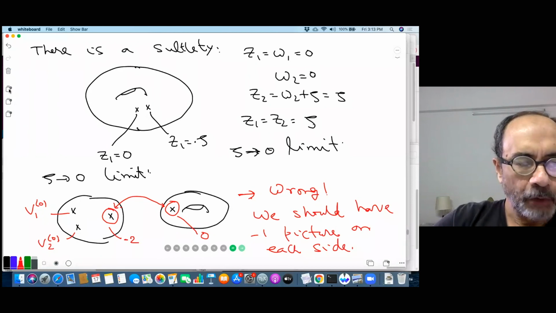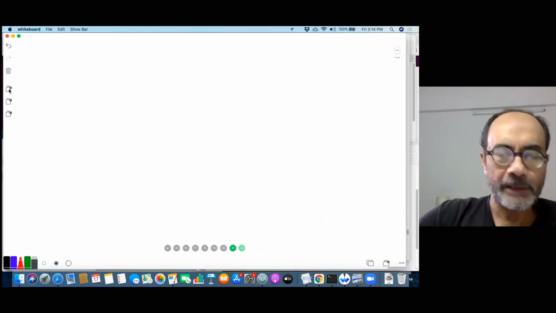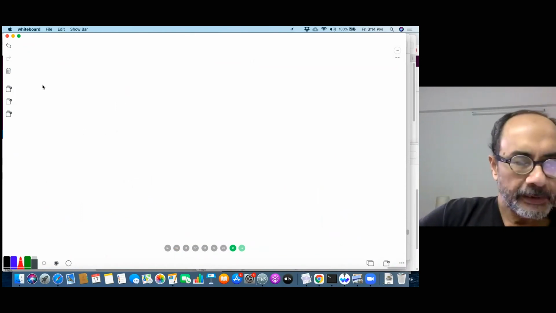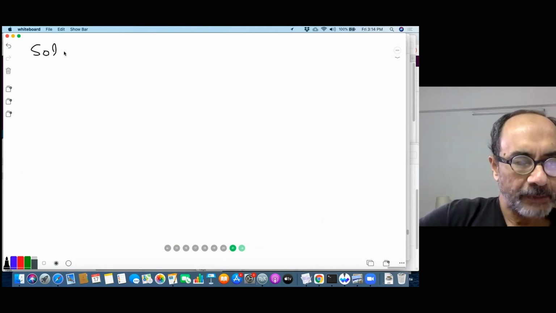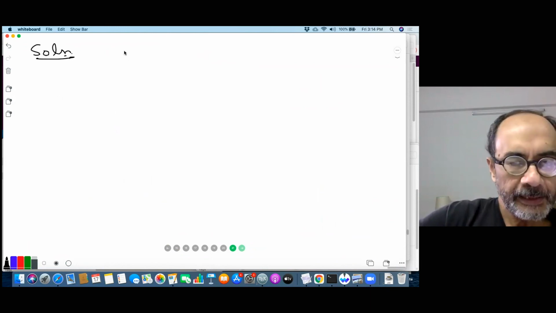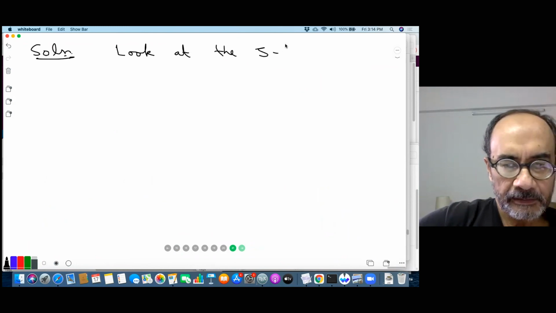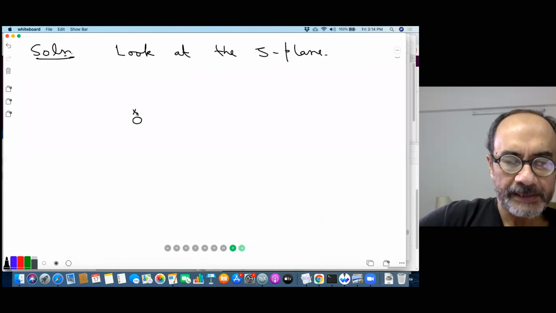So how do we resolve this? Suppose you like zero picture vertex operators, you want to work with zero picture vertex operators, but you cannot do it everywhere. So the solution that we can offer is the following. Let's look at the zeta plane. So this is the origin. When zeta comes close to this, there is a problem.